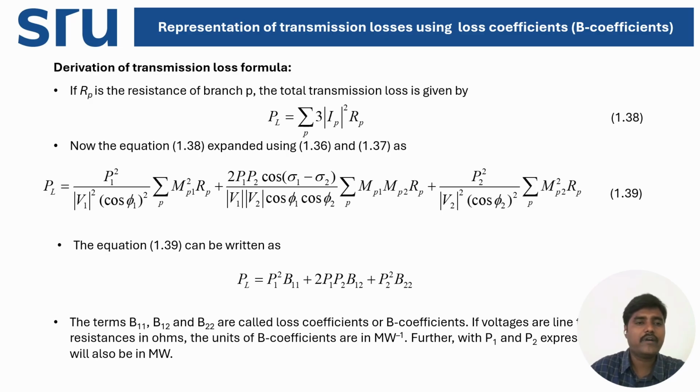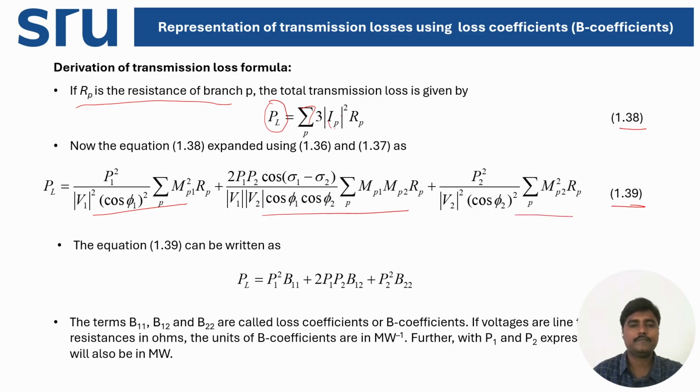Basically, the power transmission loss PL can be expressed as summation P 3 into IP square into RP, where RP is the resistance of the branch P. Now we can substitute that IP equation here in equation 1.38. Then ultimately, if you simplify, we will get the final equation as 1.39, which consists of three terms. This is the first term, this is the second term, and this is the third term.